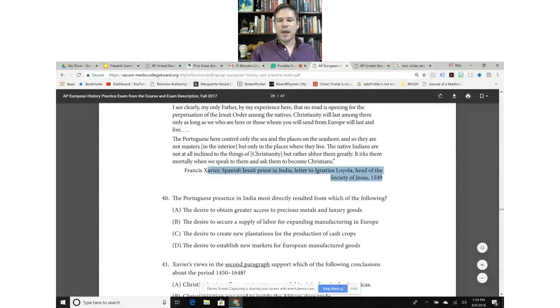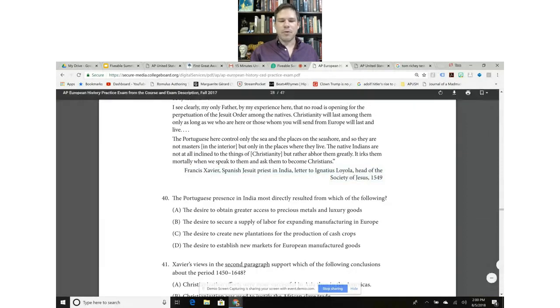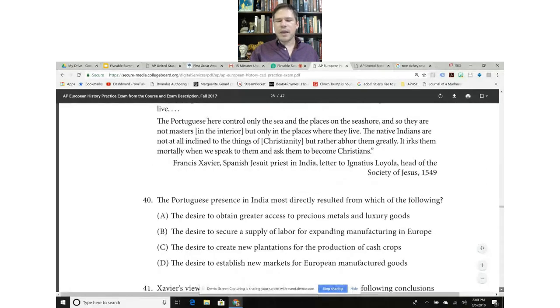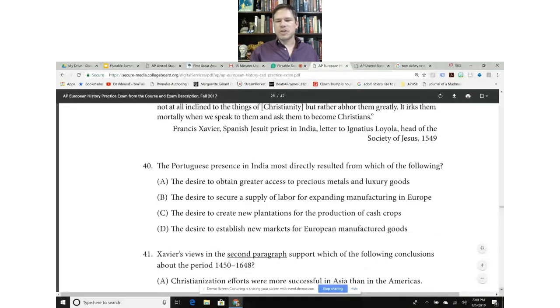Now, this is the most important thing. 1549, Francis Xavier, Spanish Jesuit priest in India. Now he's writing to Ignatius Loyola. We're expecting this to come from a Jesuit, from that particular type of place. Once again, we can see here that number 40 makes absolutely no pretension to look at the stimulus. The Portuguese presence in India most directly resulted from which of the following?